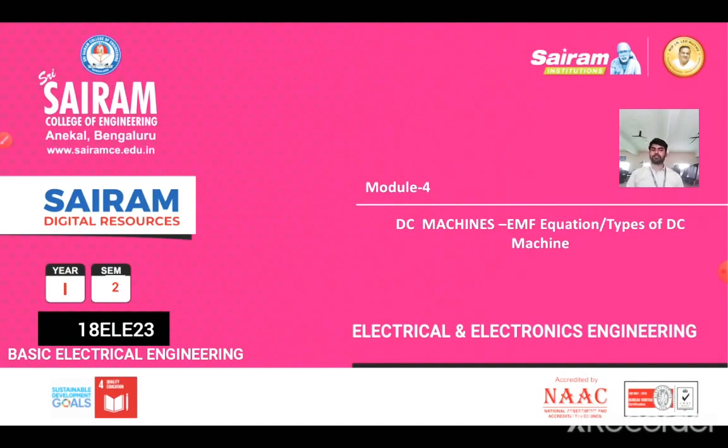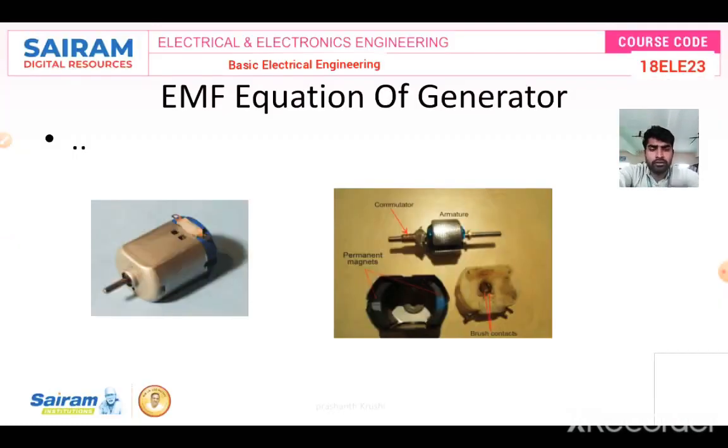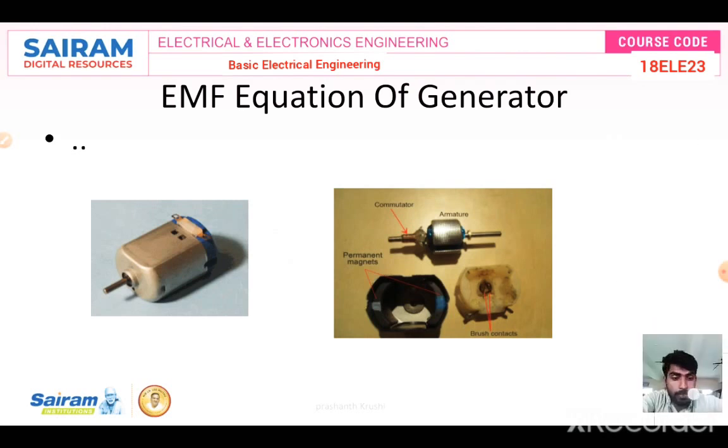For the DC machine EMF equation, we need the number of poles, flux, rotation speed, the number of conductors present in the rotor armature, and the parallel paths, lap winding or wave winding, depending on the design. So let's see the EMF equation now. Before that, in childhood days we used to have this type of motor. Some are permanent magnet DC motors. That is the commutator, this one is the armature, this one is the brush contacts, and the permanent magnets are present.